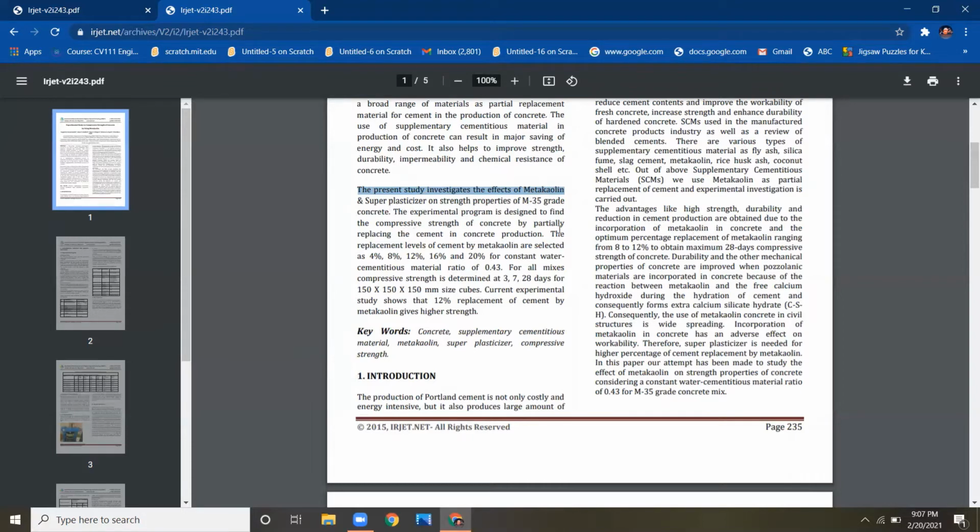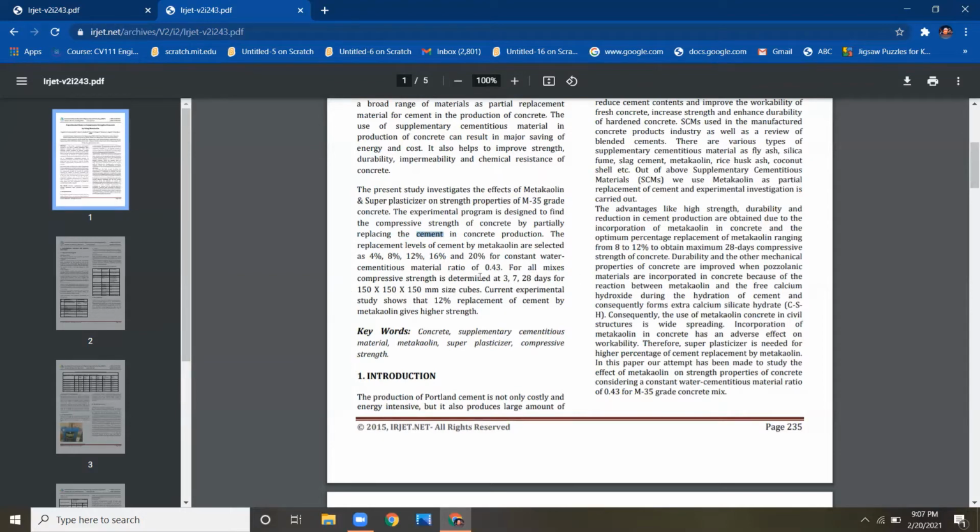The experimenter determined the compressive strength of concrete by partially replacing the cement. They replaced the cement with metakaolin. As for how much percentage of cement they replaced: they mixed the concrete, and for example, at the first step they took 400 gram of cement. After that they reduced the amount of cement by 4%, 8%, 12%, 16% and 20%.